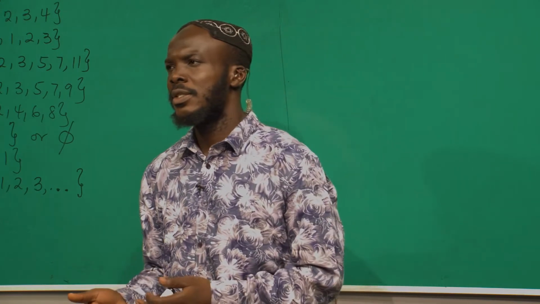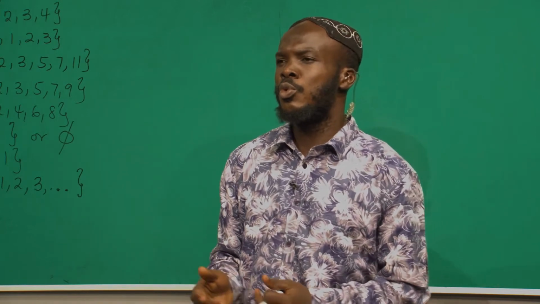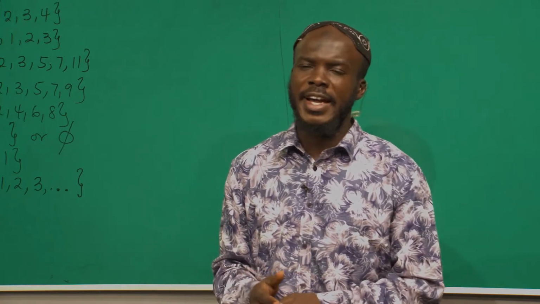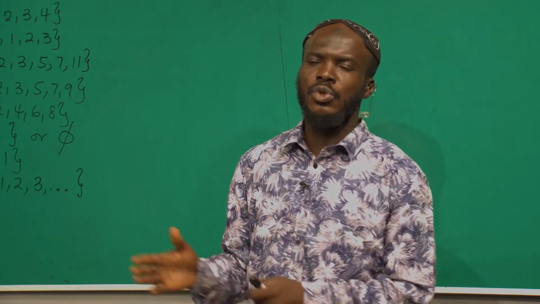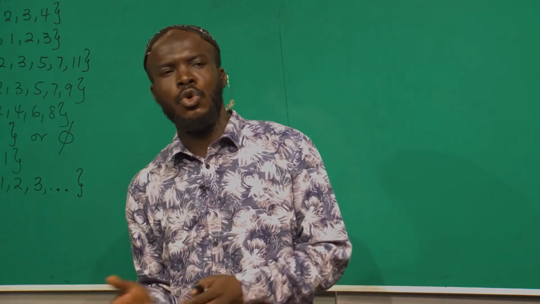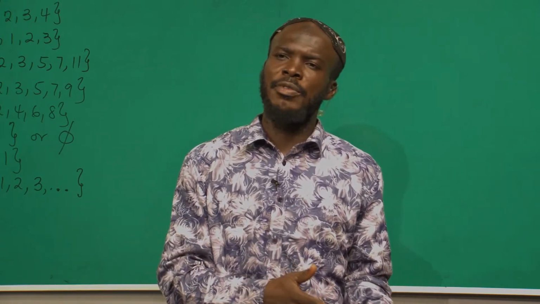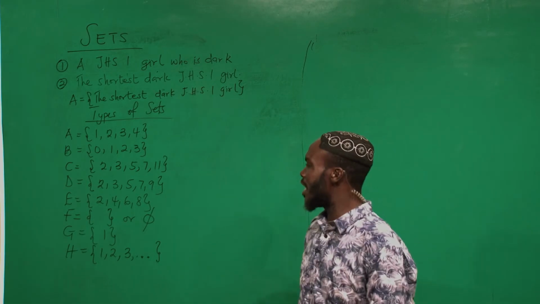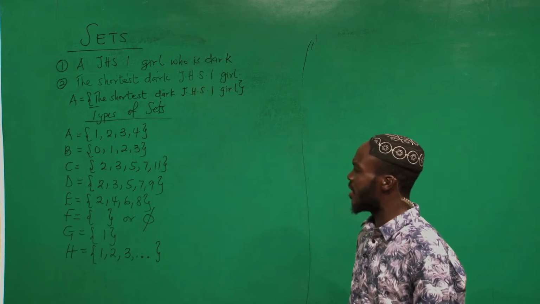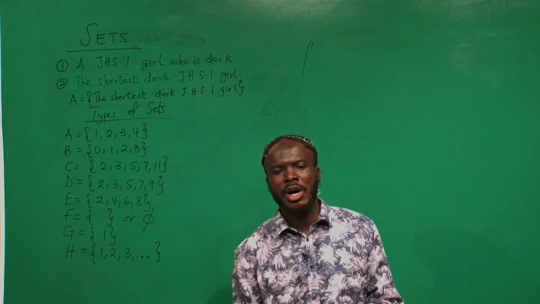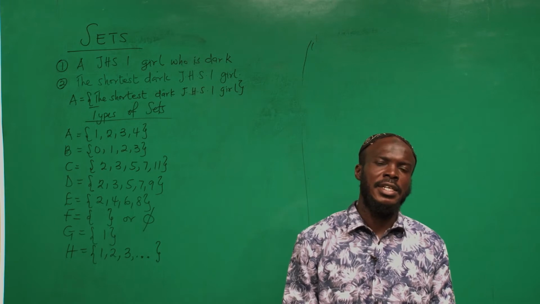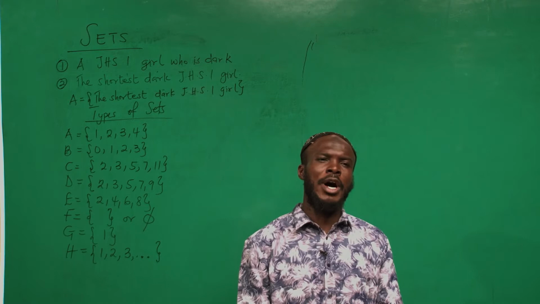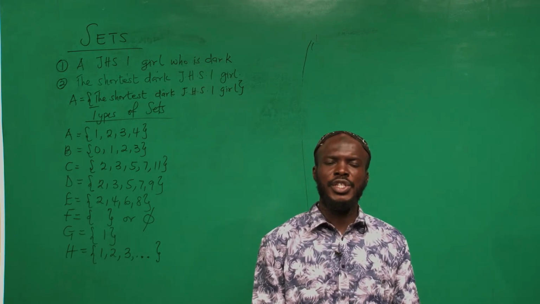We have a set whose last member cannot be found, and we call this set an infinite set. It's a set whose last member cannot be found. And those whose last members can be found are called a finite set. And we have a set which does not have any element. We call that set a null or an empty set. The one with only one member or element is called the unit set.